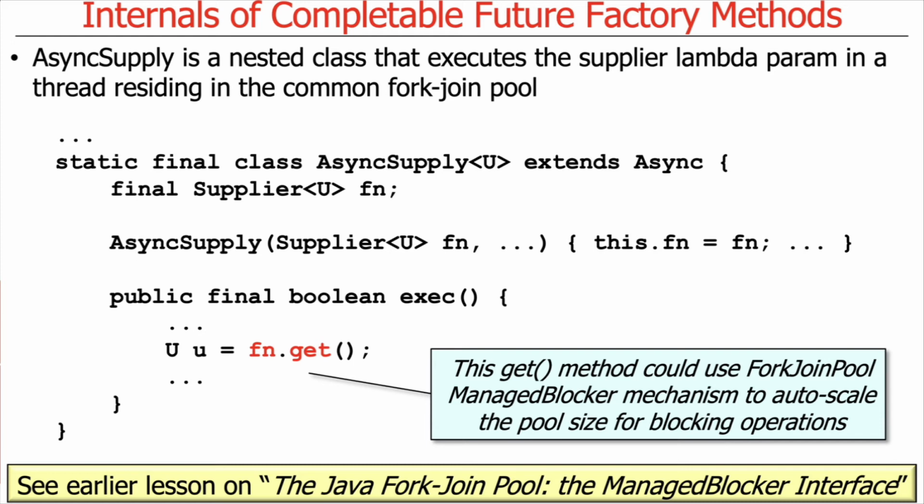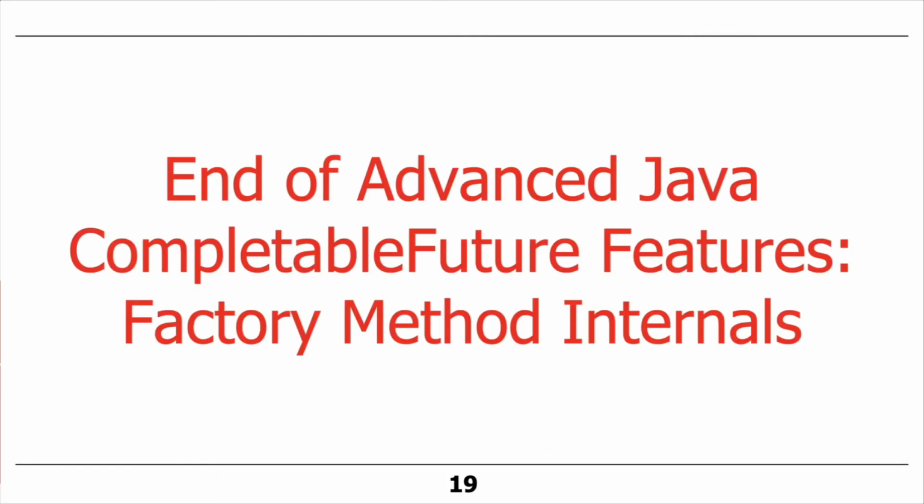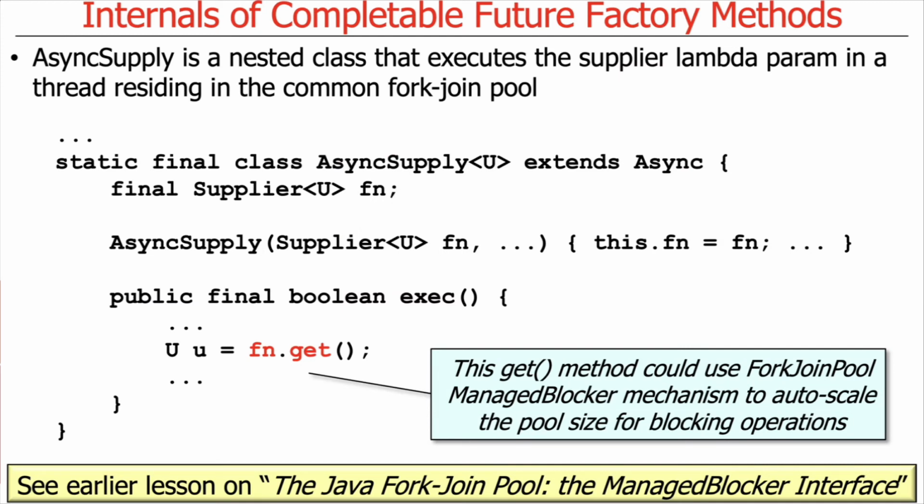This method, of course, could use the ForkJoinPool managed blocker mechanism to auto scale the pool size for blocking operations. In this particular case, we're not blocking, so we're just multiplying two numbers together, so it's not a big thing. We don't have to use the managed blocker, but if you were to block, you could use the managed blocker here if you wanted your supplier to do that. So that's a quick tour through how the CompletableFuture factory method supplyAsync is implemented.